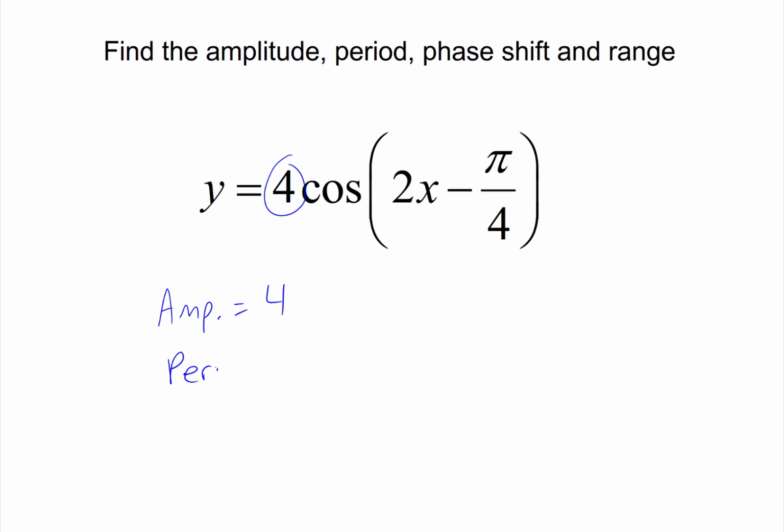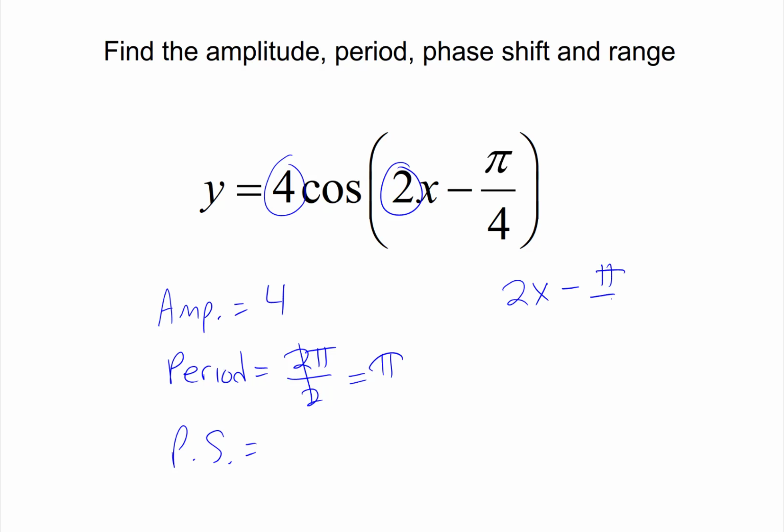The period is going to be 2 pi, and we do have an omega of 2, so the period is going to be pi. And then the phase shift is going to be, if we have 2x minus pi over 4 equals 0, that means 2x equals pi over 4, and dividing both sides by 2, x is pi over 8. So the phase shift is pi over 8. It's positive, so it's pi over 8 shifted to the right.